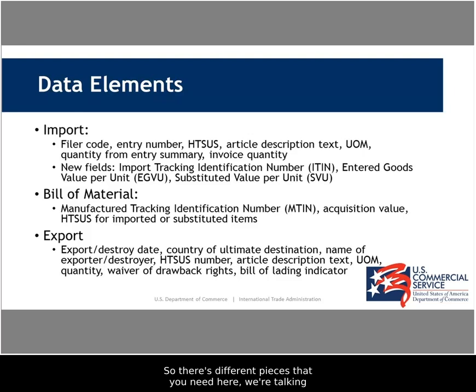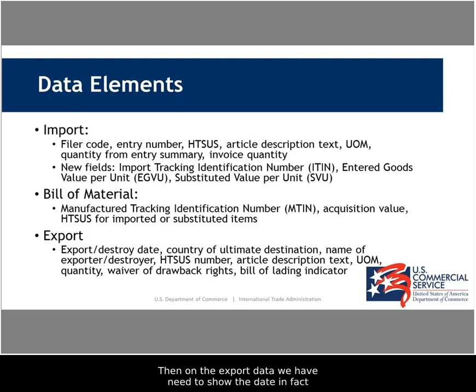So there are different pieces that you need here. We're talking through an acquisition value, which is a little bit different from what has been required before, but still more to come with that. And then again, the harmonized number for the imported or substituted items based on the new law. So a lot going on with the bill of material.